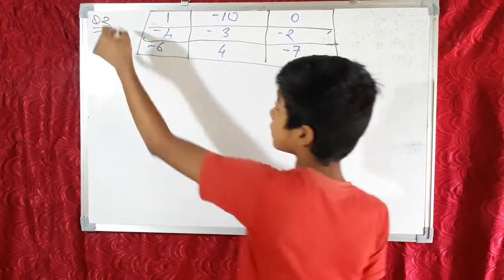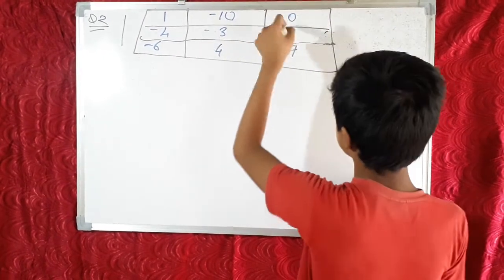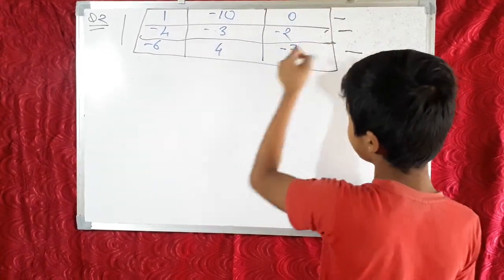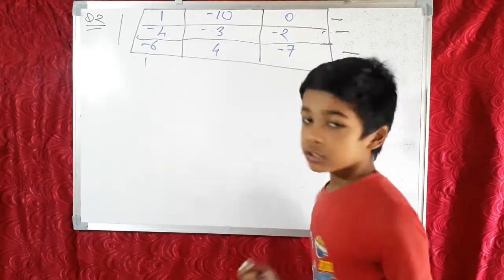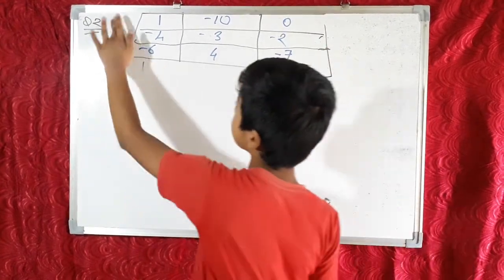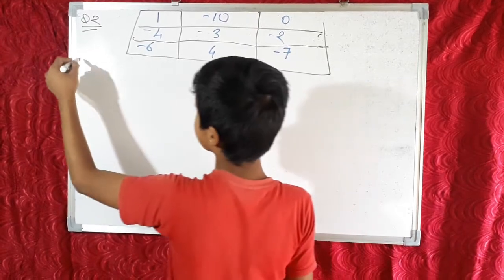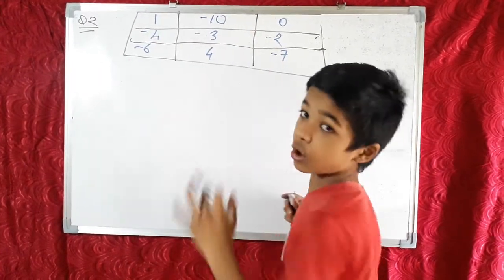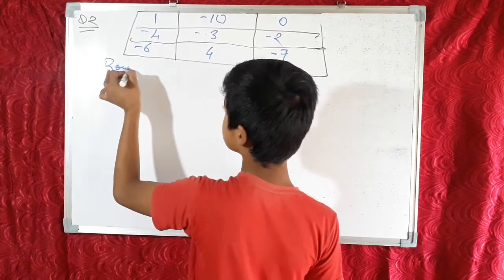So this is our row, this is our column, and this is our diagonal. Now we also have to check whether this is a magic square. There are 3 rows, 3 columns and 2 diagonals. Firstly we will find our first row sum.